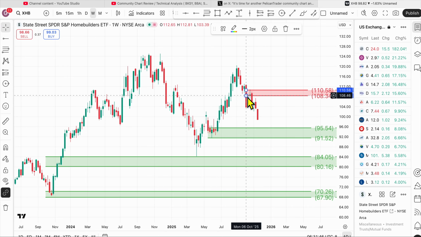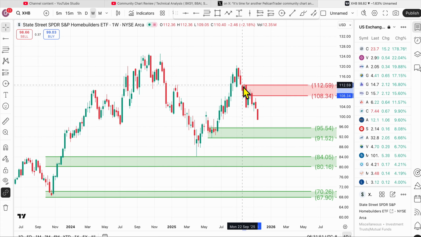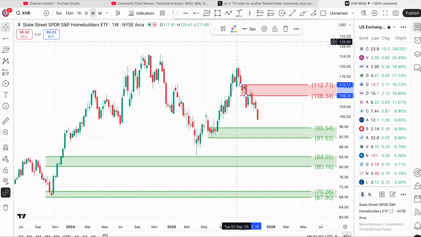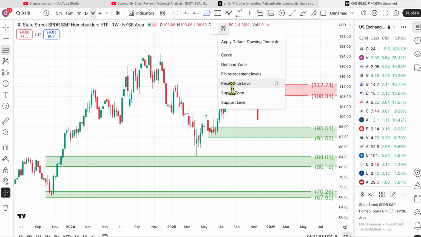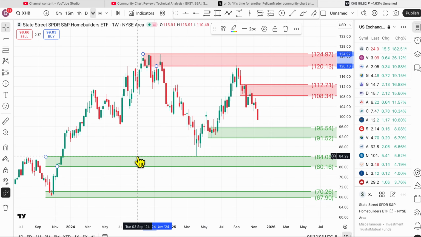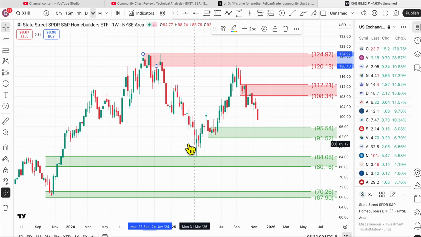So we dropped, went sideways, and continued to drop. And that's actually a level on top of a level, so I'll combine those two levels there. And then above that, there is a resistance level right here at the highs of last year. Okay, so two resistance levels, three support levels.